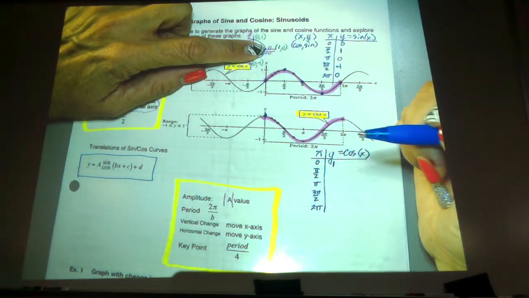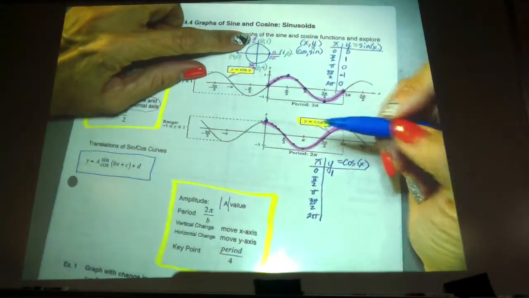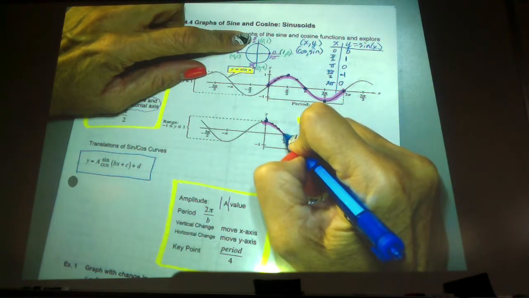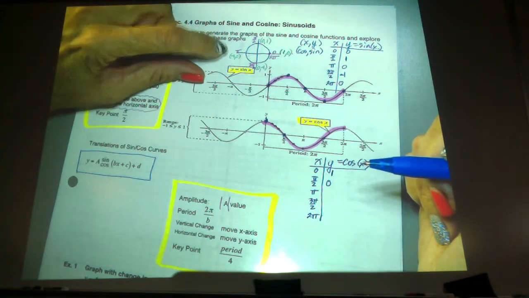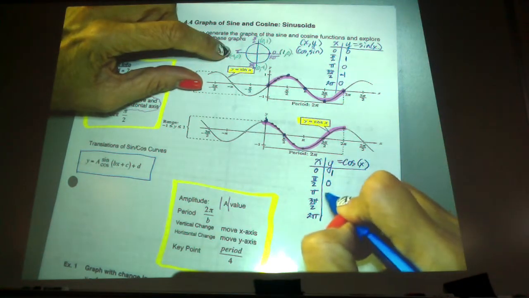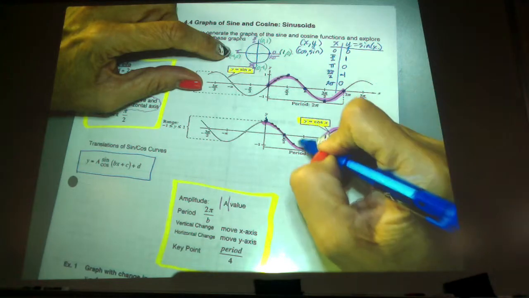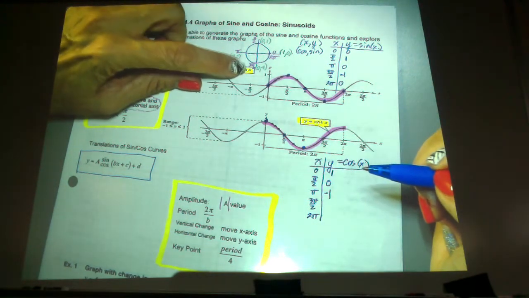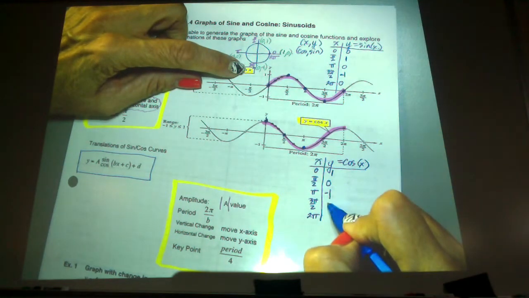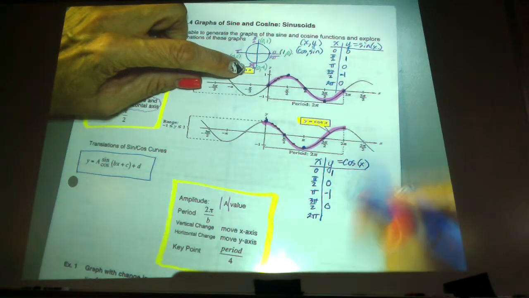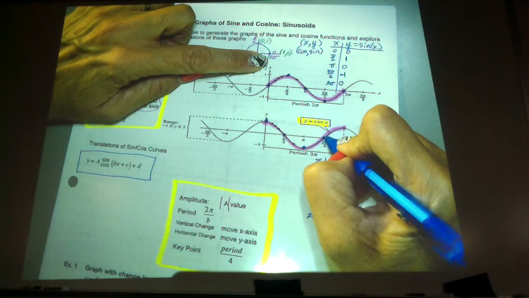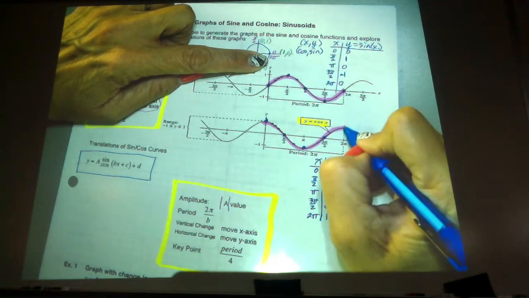There's that one. Go up to pi over 2. What's cosine? 0. So we hit the x-axis. Then at pi, what's cosine? Negative 1. So at pi, we dip down to negative 1. At 3 pi over 2, what's cosine? What's the x value? 0. So I'm back up at the x-axis, and finally at 2 pi, we're back up to 1 up here.